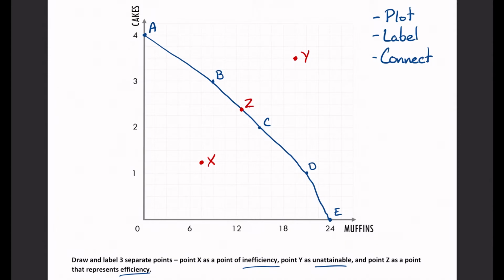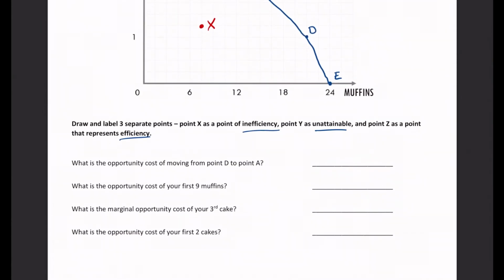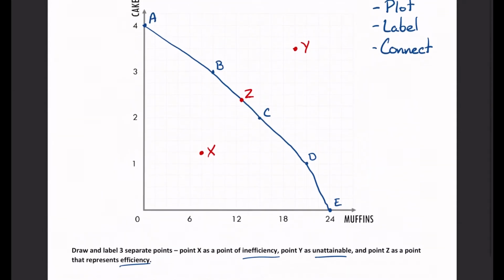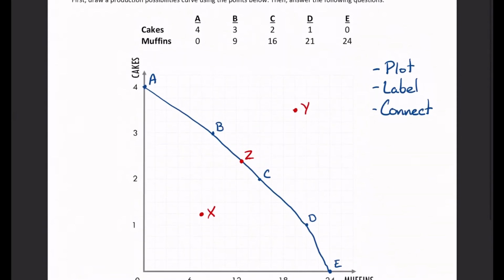So let's take a look at these few questions, and we're going to be kind of scrolling back and forth, up and down as we go. What is the opportunity cost of moving from point D to point A? So, you can look at your graph. I always like looking up here at the top. We said we want to move here from point D to here to point A. So we're moving this direction.